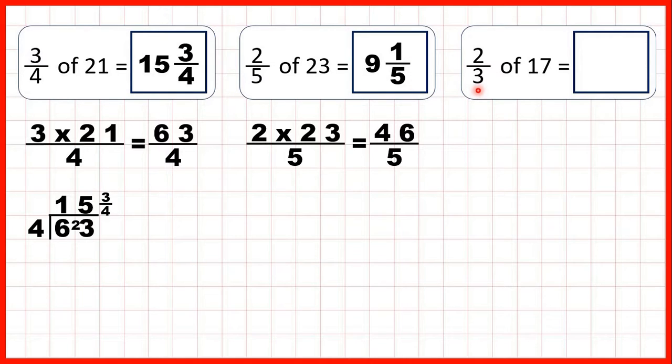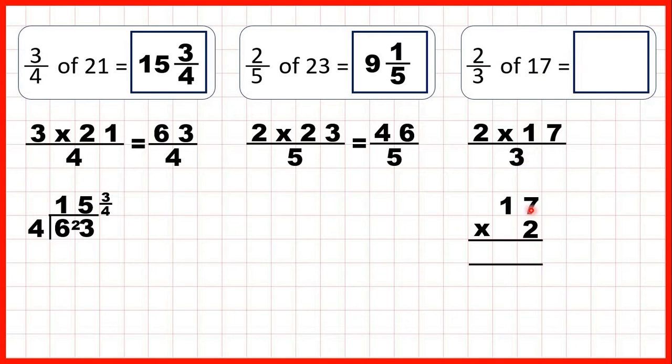Now we need to find 2/3 of 17. We can show that as 2 times 17 over 3. To work out 17 times 2, we can use short multiplication. 7 times 2 is 14, so carry the 1, and 1 times 2 is 2, plus 1 is 3. So that's 34 over 3. To get our mixed number answer, we can divide 34 by 3, and that gives us 11 remainder 1, so our answer is 11 and 1/3.